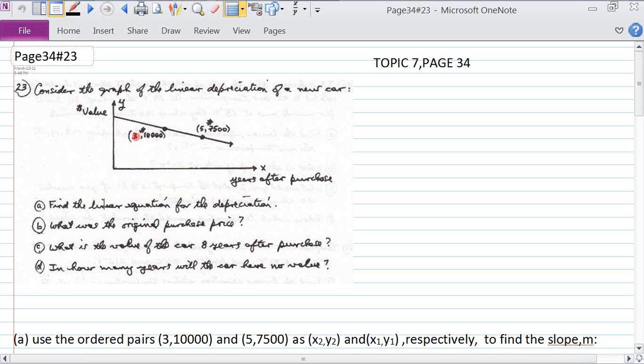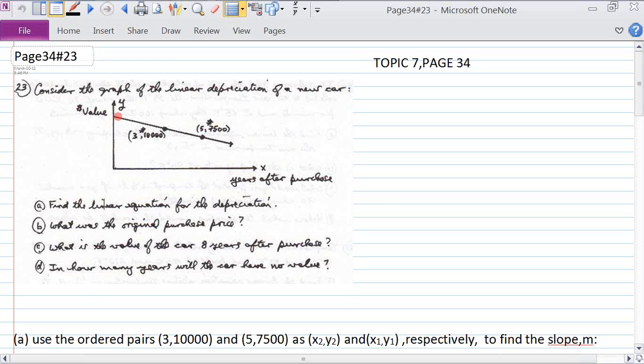So here, after 3 years, we're told that the value of a car is $10,000. After 5 years, we're told the value of the car is $7,500. So these are XY pairs. They're ordered pairs. This is an ordered pair, and that's an ordered pair. And that's the information that we are given. We're just given these two ordered pairs, and we're asked to find the linear equation for the depreciation.